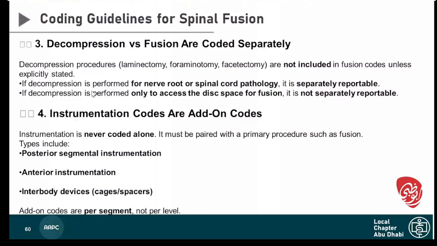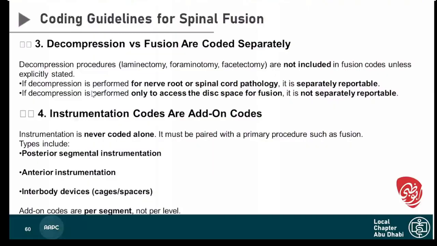Decompression versus fusion are coded separately if it is performed on a different anatomical level. That means if fusion is performed on L1, L2 and decompression is performed on L4, L5, we can code both separately. Otherwise, it is included in the fusion CPT code for fusion. No need to code separately.